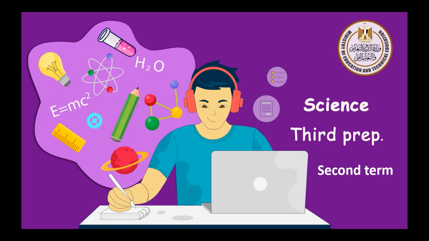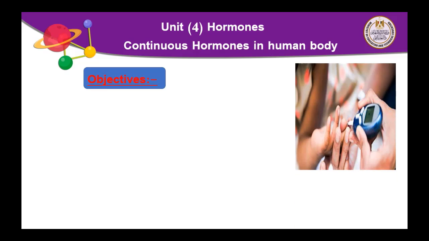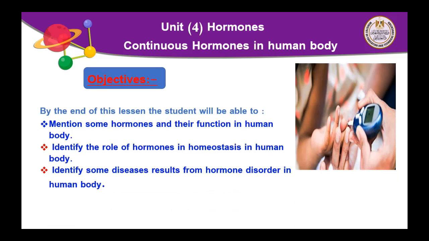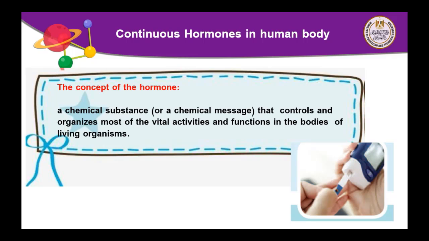In the previous part of this lesson, we talked about the meaning of hormones and some of the glands which are responsible for the secretion of these hormones, for example, the pituitary gland. But in this part, we will talk about the other part of this lesson. We must know other hormones and their functions in the human body.